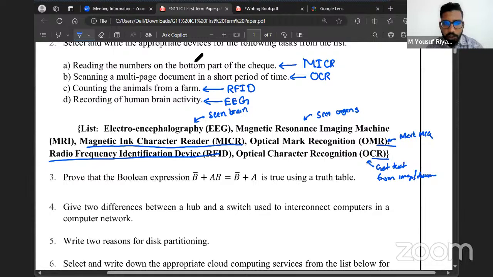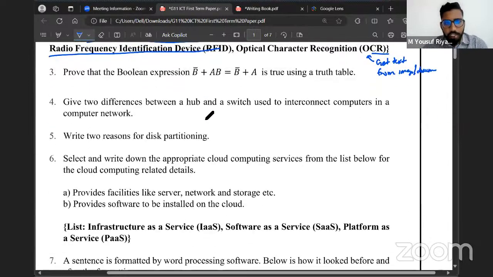Reading numbers from the bottom part of the check. There is a scanner called a MICR scanner. If you go to banks, they have that. At the bottom of the check, you have some characters. You can read those characters. It will normally have the bank number, account number, and all encrypted in that. So you can read that using this MICR, right?